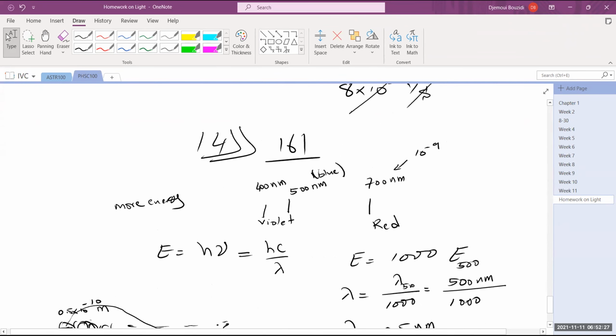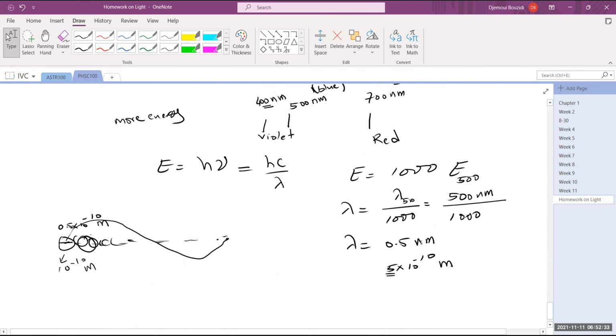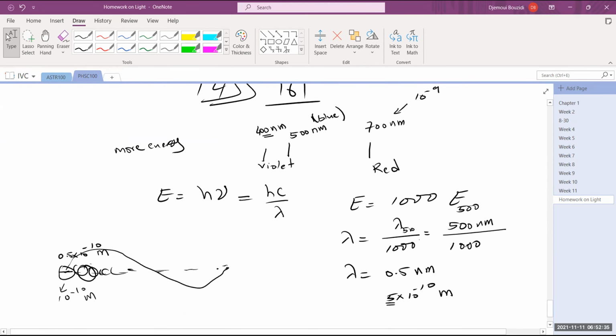What is the spectrum again? Okay, this is 400 nanometers, and this is half a nanometer. So it's going to be somewhere in here, half a nanometer. Of course, it's far more energy. It's in the UV range. And this is a very, very high energy radiation.